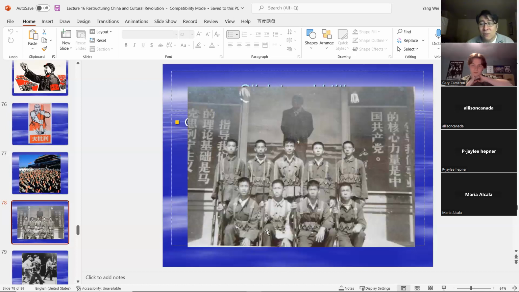Let me tell you this story from my big uncle. My uncle was older than my father. So when the Cultural Revolution broke out, he was already in college, and he became a leader of a local Red Guard group.